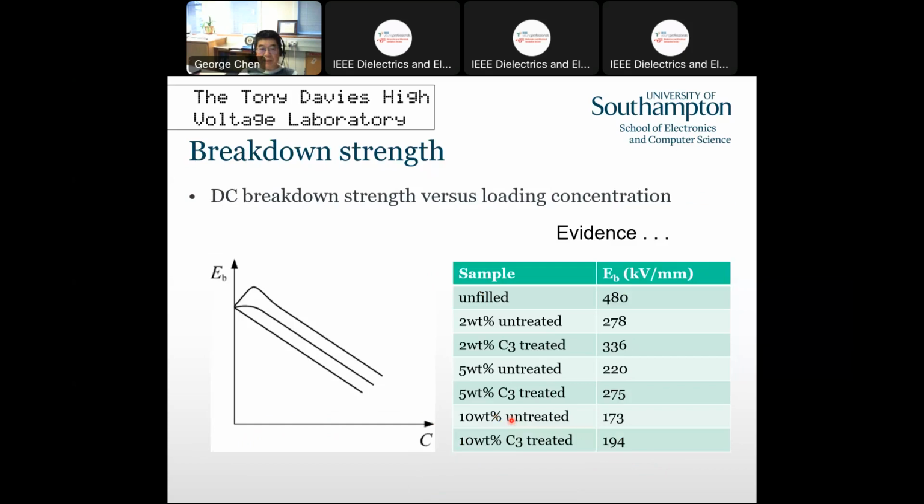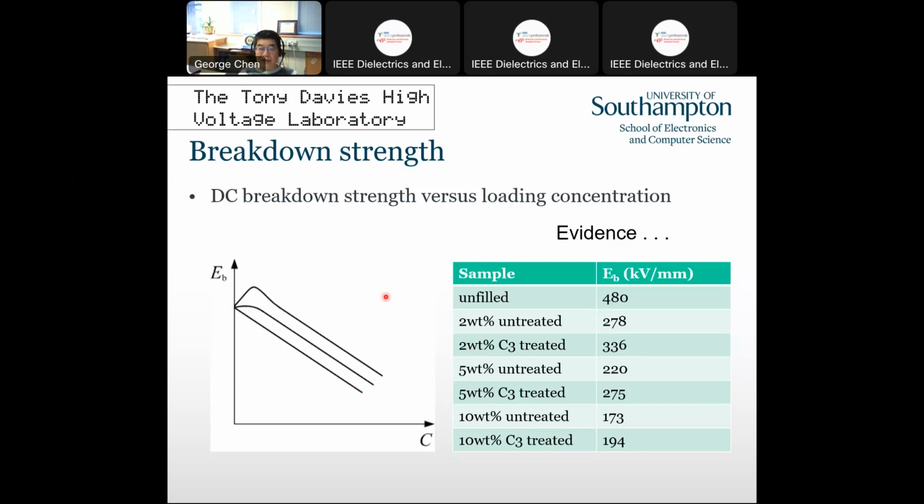Now let's move to the DC breakdown. We may expect the DC breakdown to increase at the lower concentration and then start to decrease, depending on the actual interaction between the nanoparticle and also the surface treatment. And sometimes we may see a straight decline of the electric field strength with the concentration.